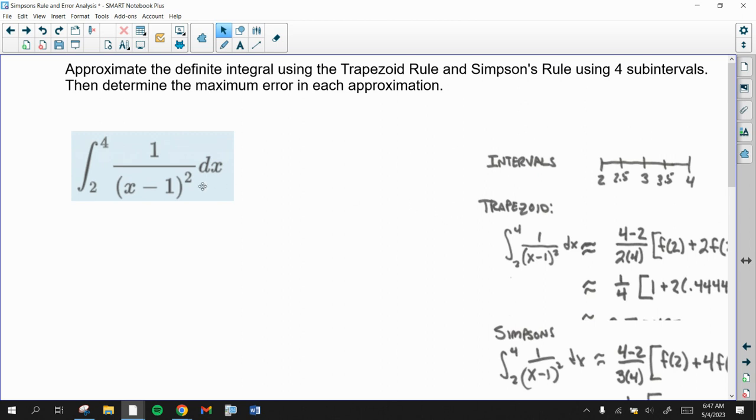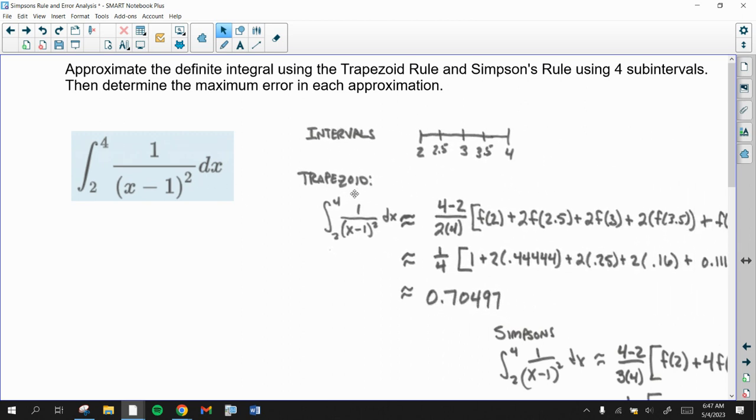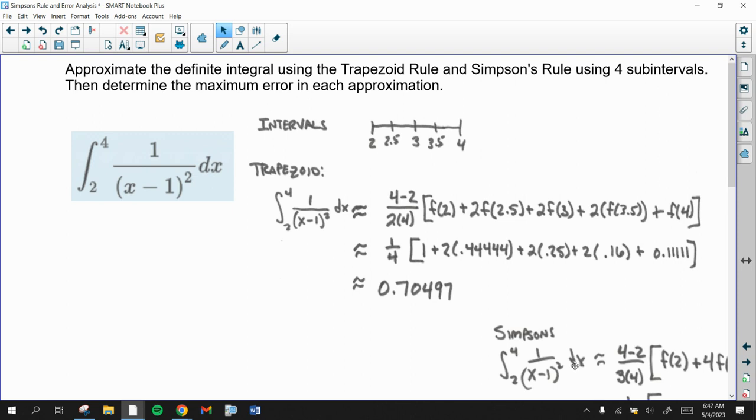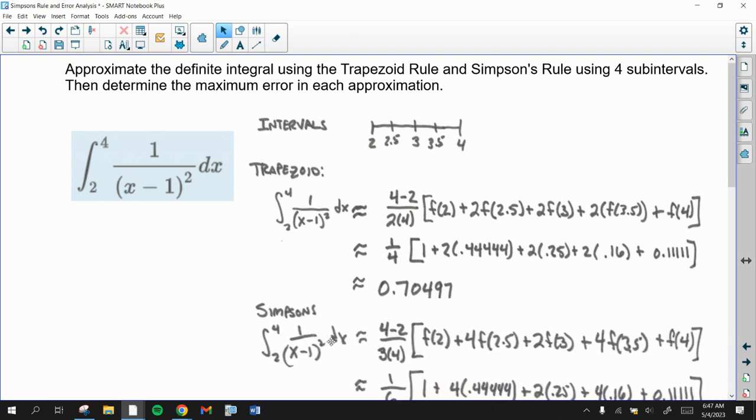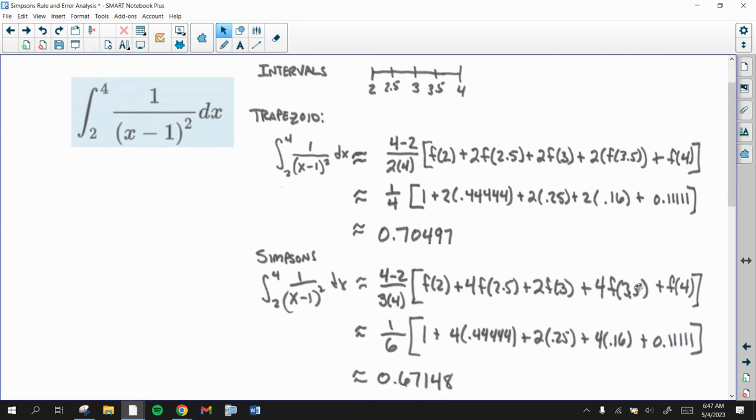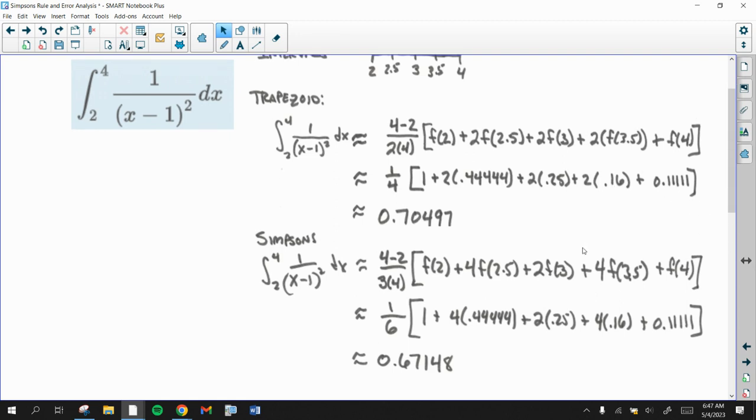I'm assuming you know how to do this, watching this video. You've already been through trapezoid and Simpson's rule. If you need to look at other videos about that, look at those. But the best thing to do would be to pause this video and actually calculate this yourself, and then check your answers. So here's my answers.